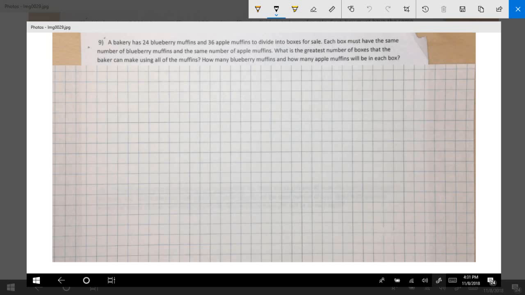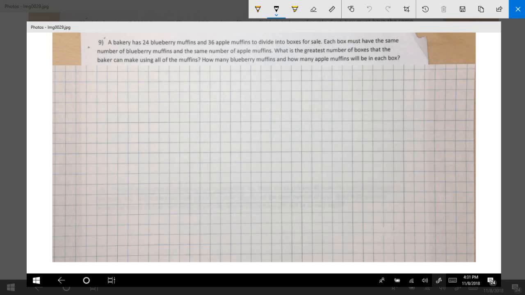A bakery has 24 blueberry muffins and 36 apple muffins to divide into boxes for sale. Each box must have the same number of blueberry muffins and the same number of apple muffins. What is the greatest number of boxes that the baker can make using all of the muffins? How many blueberry muffins and how many apple muffins will be in each box?